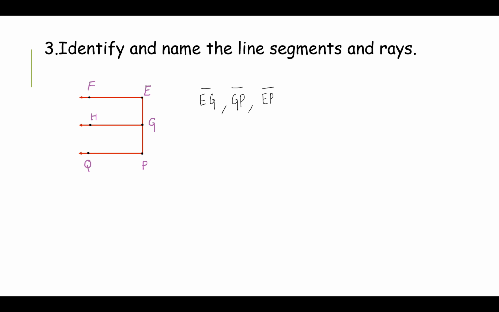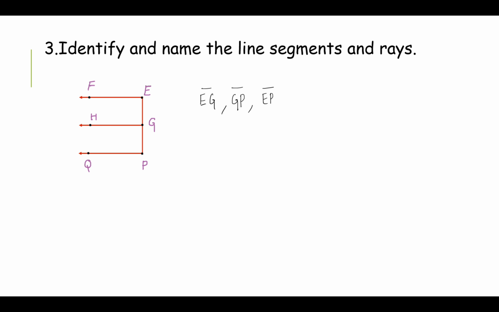EP is also a line segment, and G is the point on EP. We can say like that. So EG is a line segment, GP is also a line segment, and EP is also a line segment because it has two endpoints, right? So EP is also a line segment. Still, I don't have any other line segments.